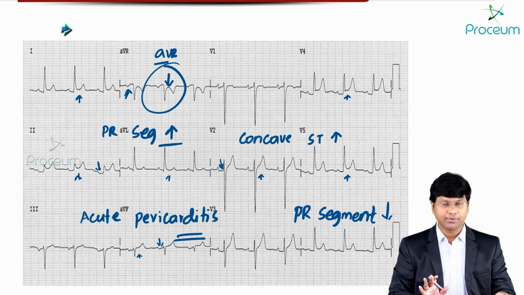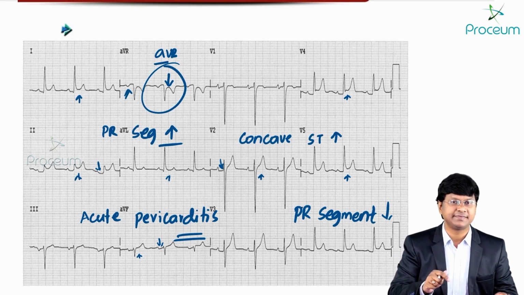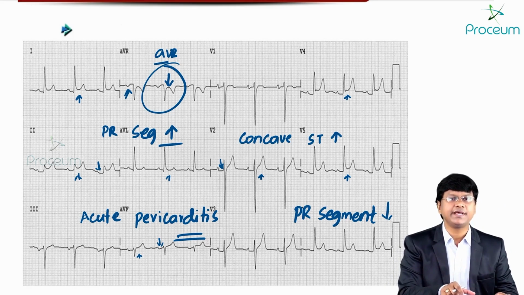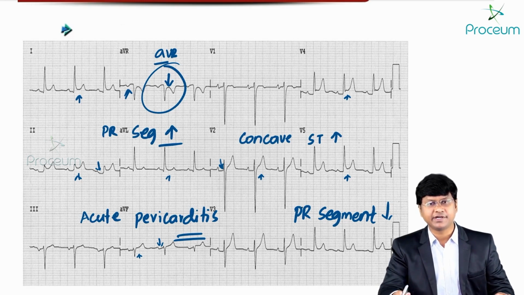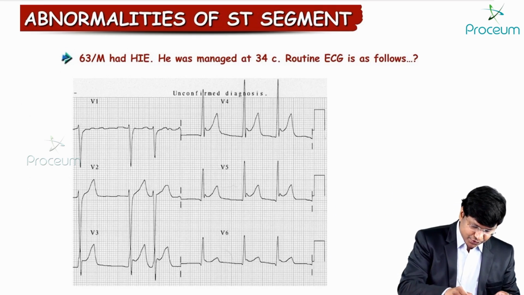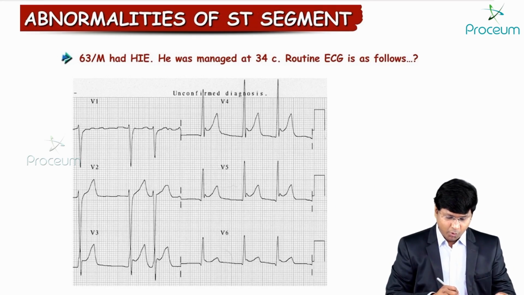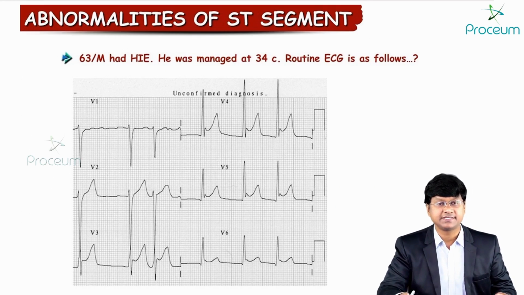So this is about an ECG where you have ST segment depression selectively in aVR, that is in patients with acute pericarditis. Now you see the next important ECG. If you are seeing this ECG, what is it that you are observing? Okay, you see the clinical scenario.